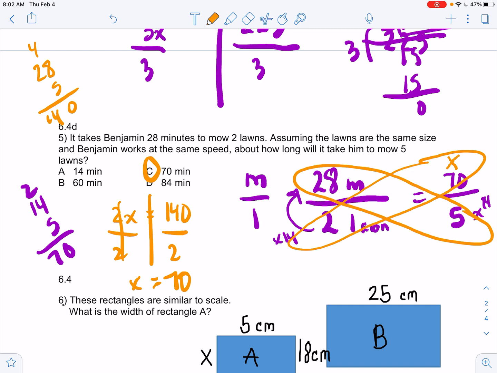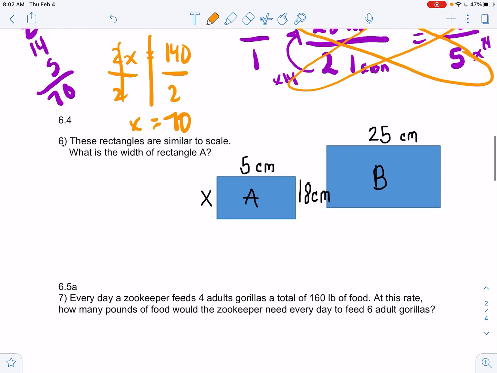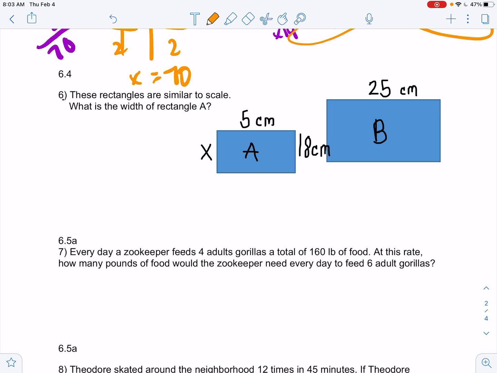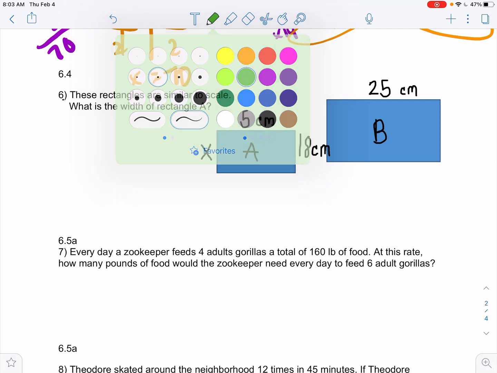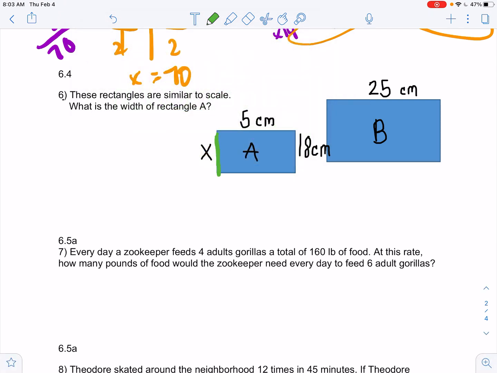The process of learning how to solve these and understanding these is really important, not just finding the outcome. These rectangles are similar to scale, and we want to find the width of rectangle A. So we know that there is a variable right here for the width, right?